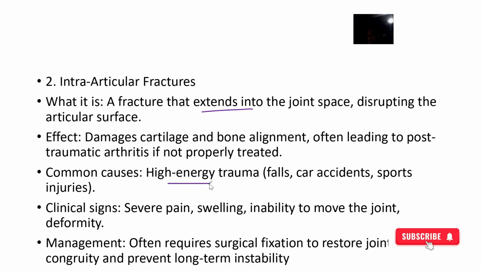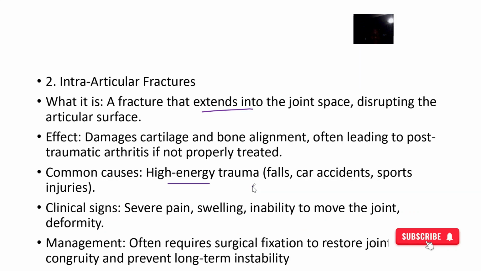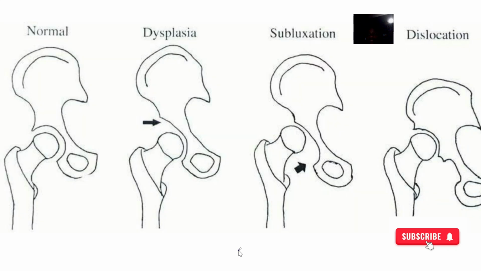Common causes are high-energy trauma. For the fracture to travel from the bone down to the joint, it has to be something that is high-energy, right? So there's a lot of severe pain, there's swelling, and there's inability to move the joint. Management is often surgical fixation, just to restore the joint congruity and prevent any long-term instability.